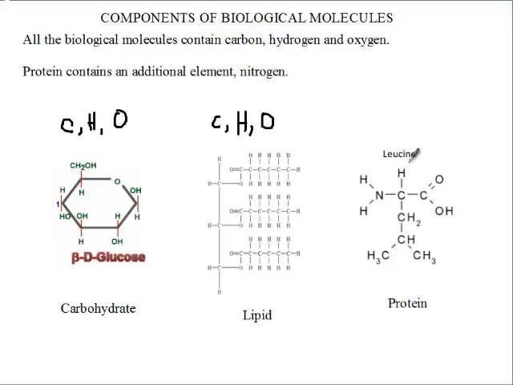Leucine is a type of protein. Now in the leucine structure, we have a chain of carbon atoms. So there's carbon in there. We have hydrogen atoms bonded to the carbon atoms. So there's hydrogen in there. We have oxygen atoms also present here and here. We have oxygen in there. And then this special atom, the nitrogen atom, making this a protein. So the difference is that carbohydrates and lipids do not have nitrogen, but protein has nitrogen.